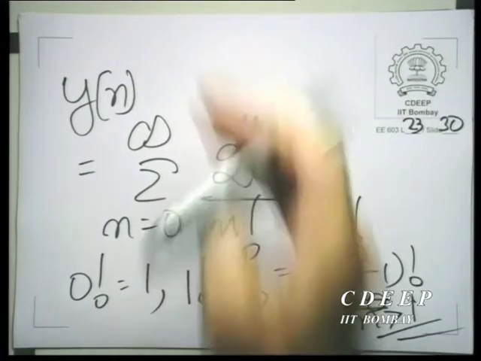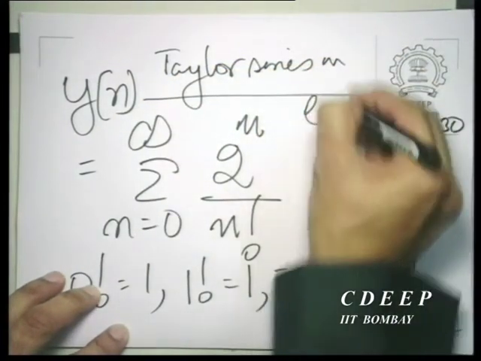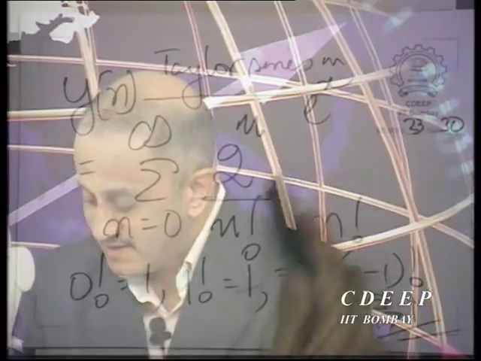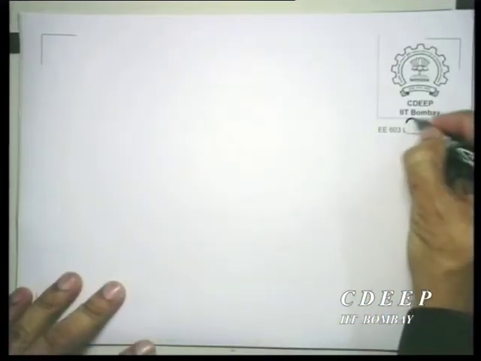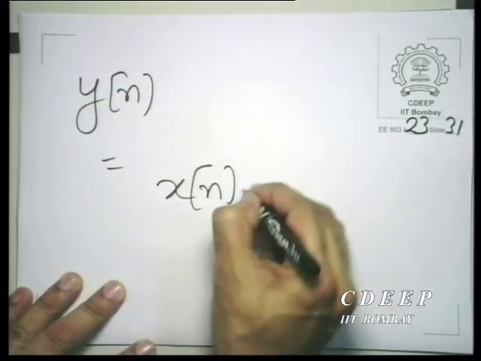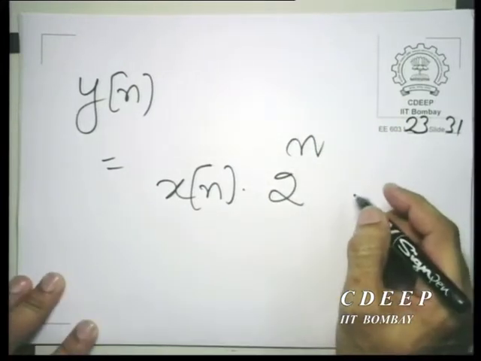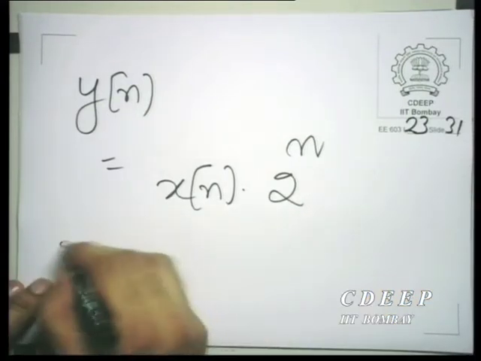Now this is from the Taylor series expansion of e raised to the power x. We have discussed this in the class, as an example of irrational z transforms, and we essentially need to use the Taylor series expansion. And interestingly, this expression here is clearly x[n] times 2 raised to the power of n.